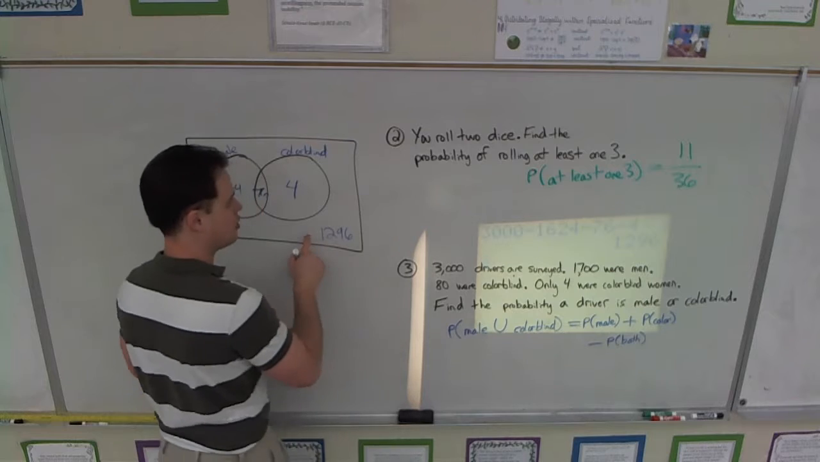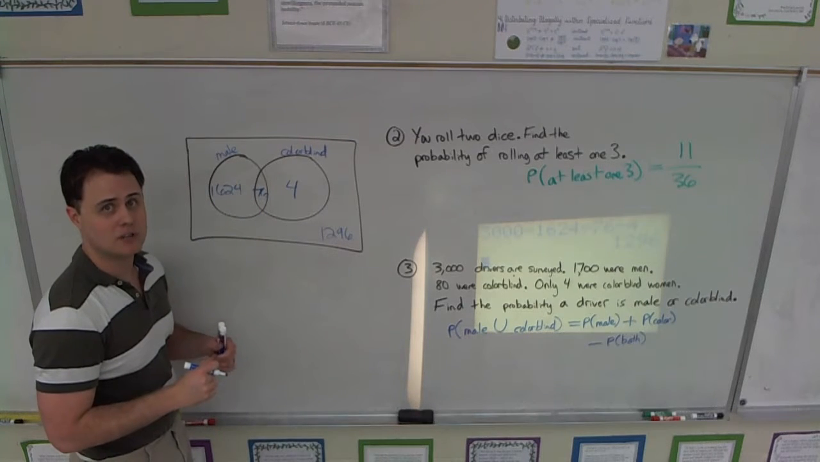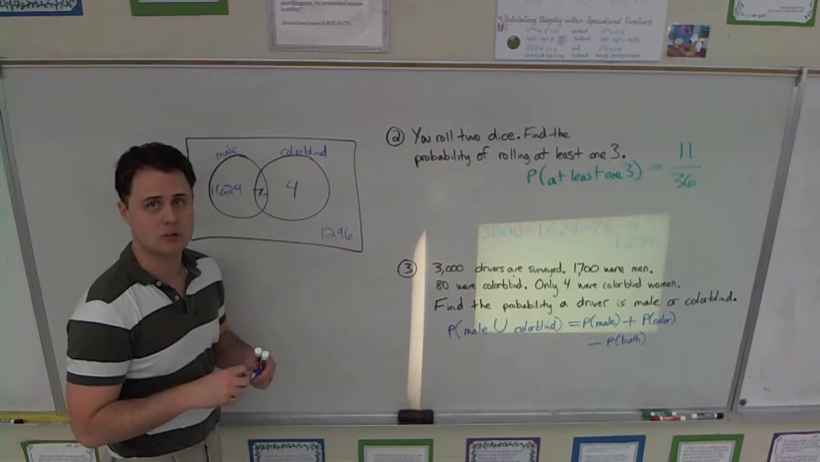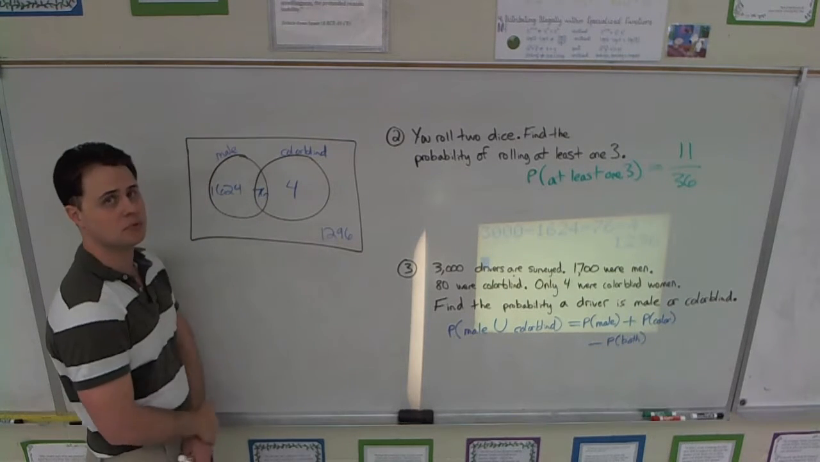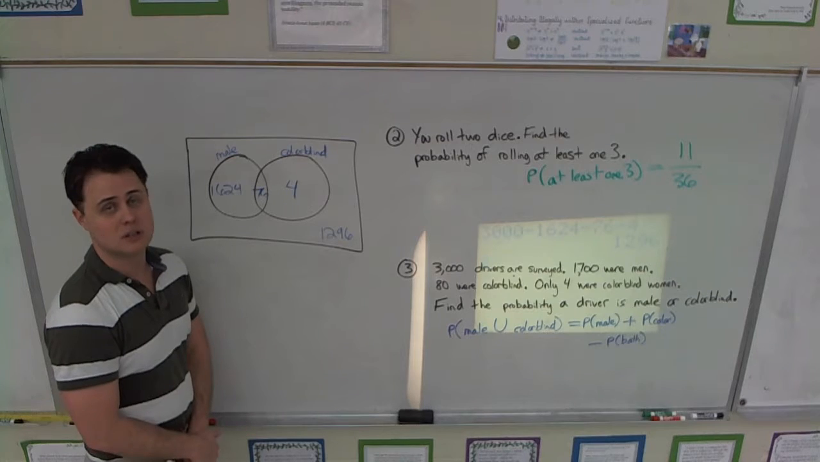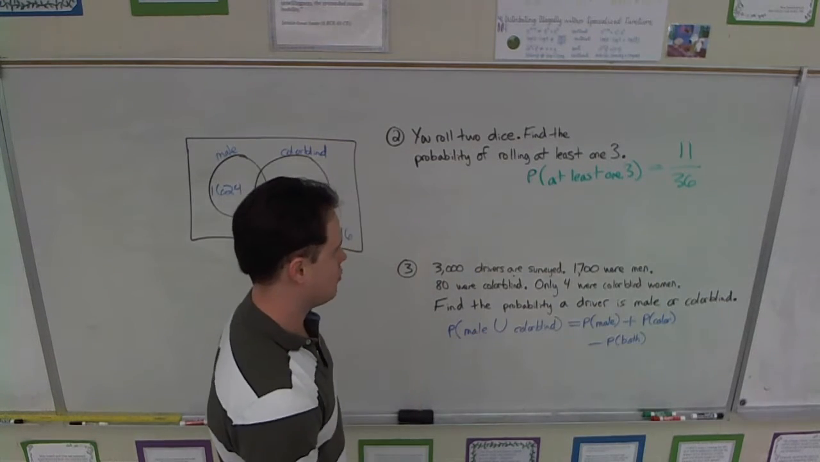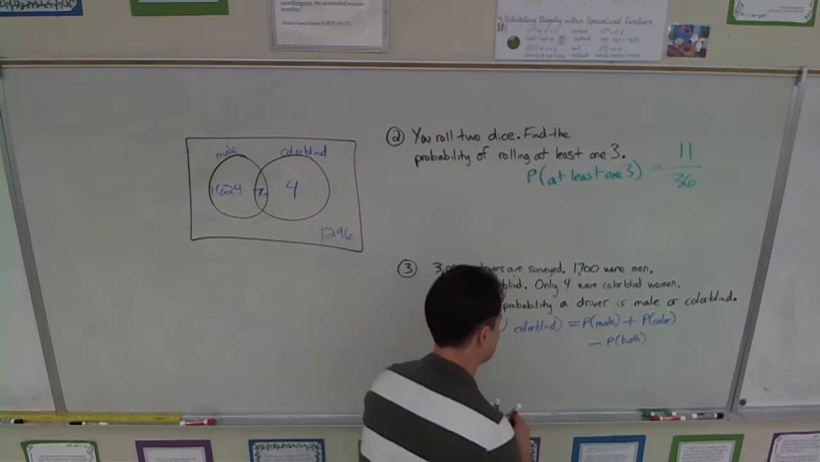So finding that rest of the universe part in a Venn diagram is always something you should do before trying to actually answer probability questions. It's good to just have a nice complete picture so you can answer any question that you're asked. So now let's go and fill in the details for our problem.